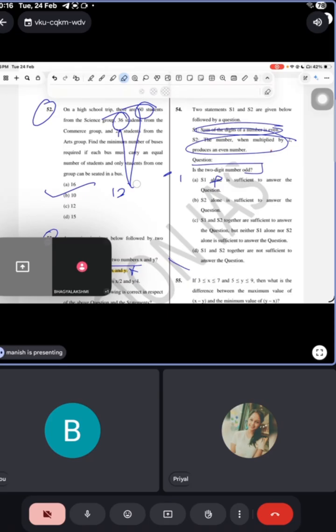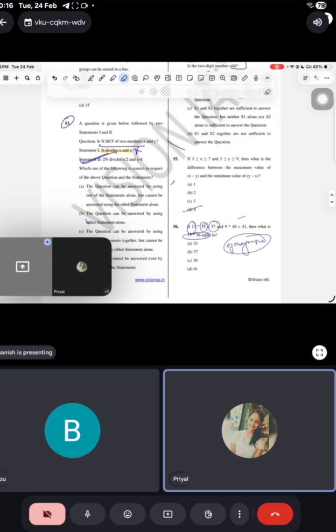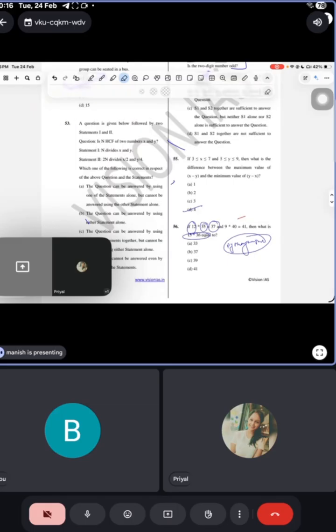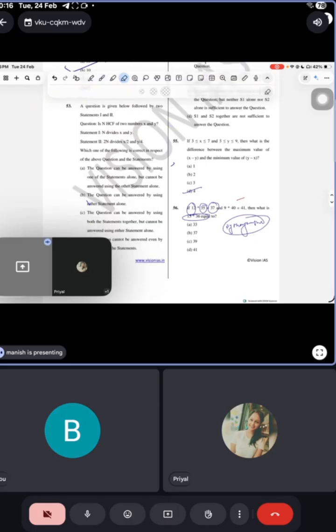See, guys, very easy. Just understand whether we have to take LCM or HCF. See, again, we have got this. Guys, data sufficiency is a UPSC favorite. I'm telling you, they will ask this question.